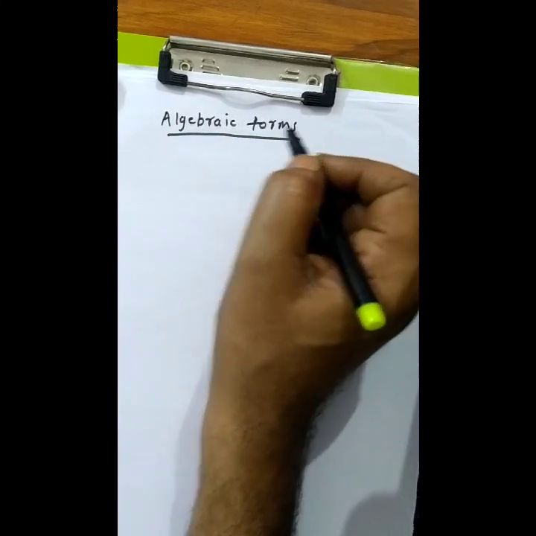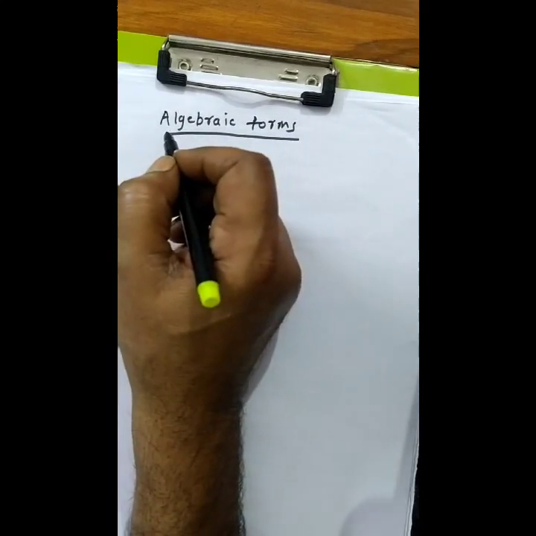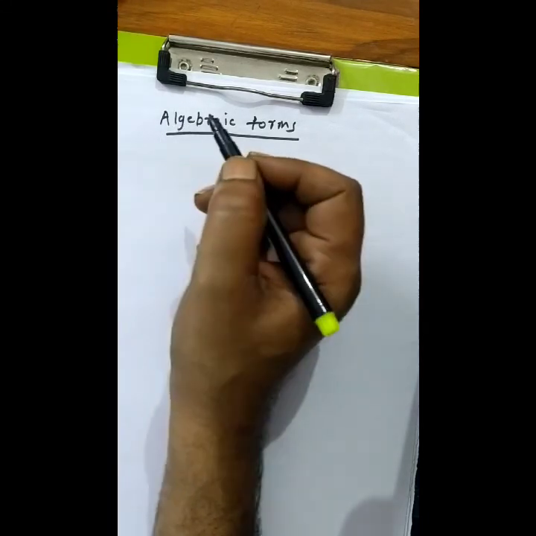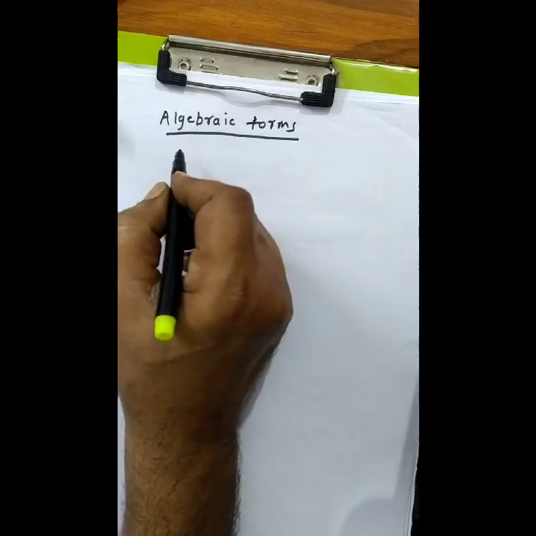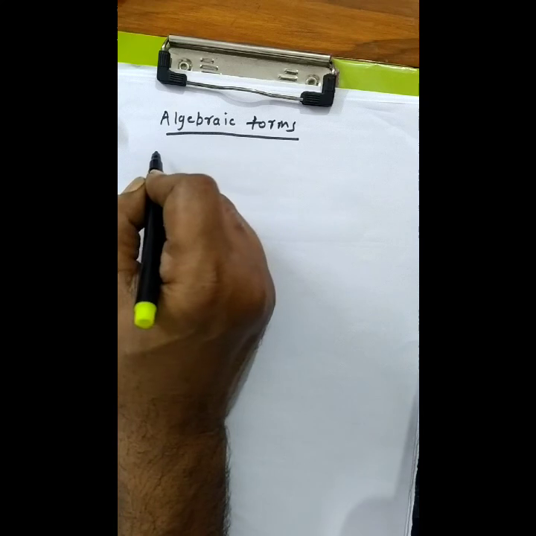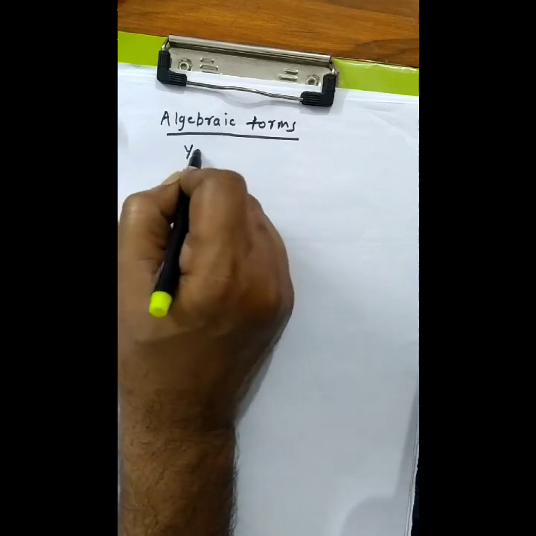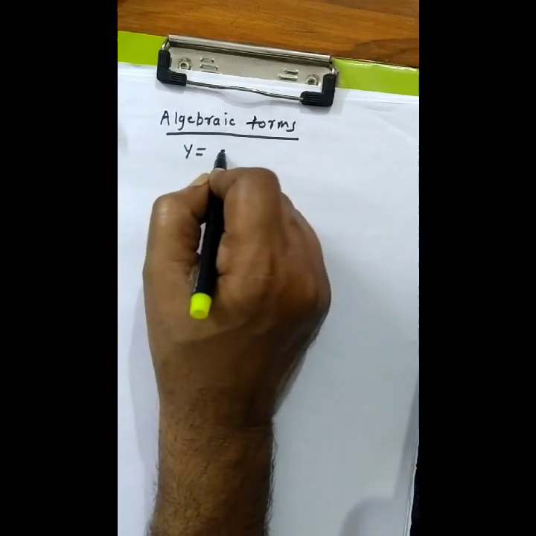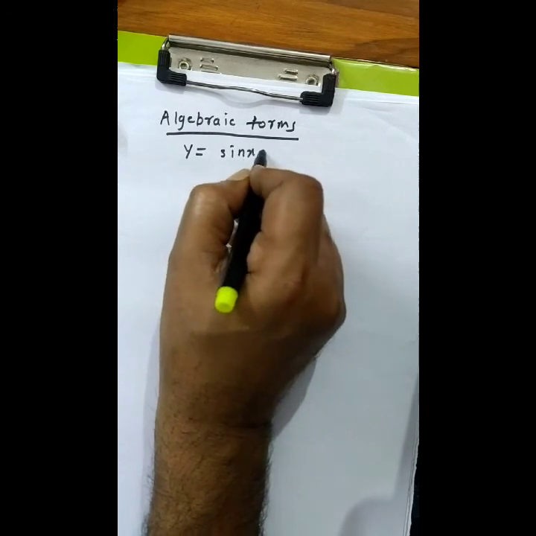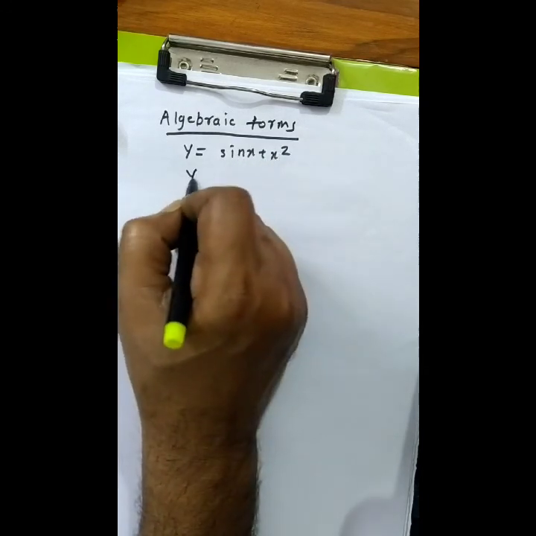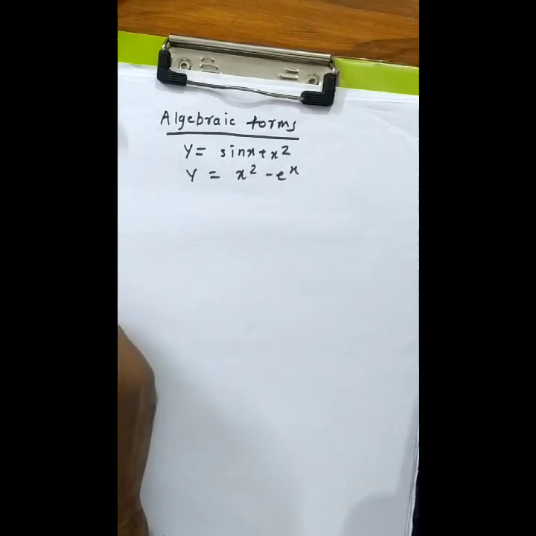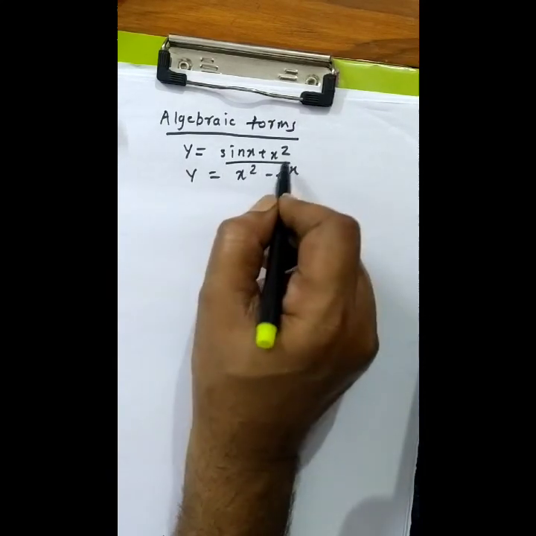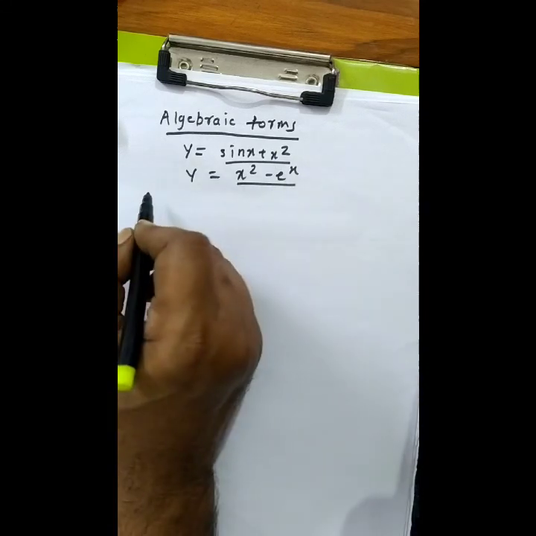Now, given sums may be in the form of plus, minus, into, division. Based on that, there are some results on how to apply them while solving sums. They are called algebraic forms. For example, suppose y is equal to sin x plus x square, or y may be x square minus e raised to x. In the first it is plus, in the second it is minus. Combining these two, we have a standard algebraic form.